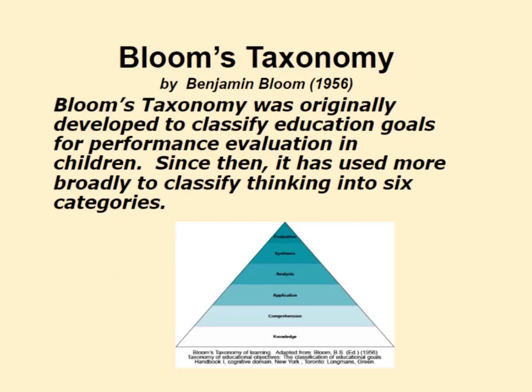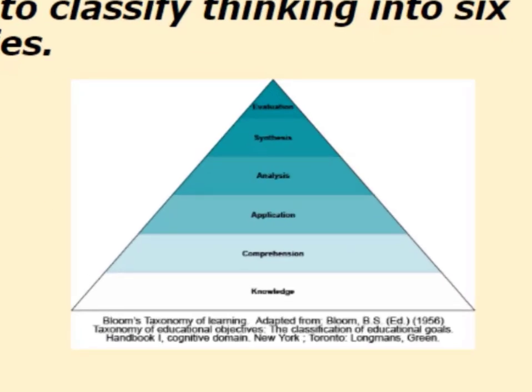This is the original Bloom's taxonomy. It was developed in 1956 by Benjamin Bloom, and it was originally developed to classify educational goals for performance evaluation in children, but then it was used more broadly to identify the thinking that the students were engaging in. If you look at the very bottom, it started off with knowledge, which was the very basic level of thinking. And then as you proceeded up this pyramid, it would get more complex. So it started off with knowledge, comprehension, application, analysis, synthesis, and evaluation. If you notice, all of these are nouns.